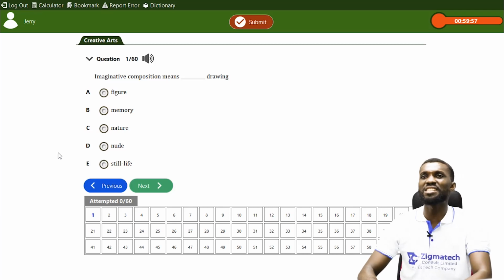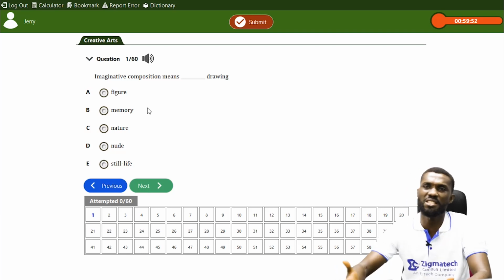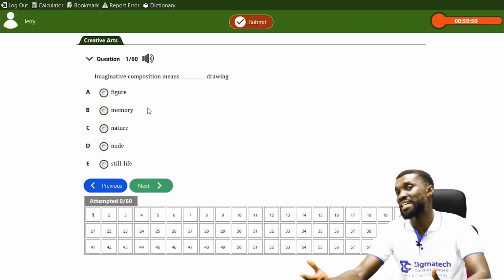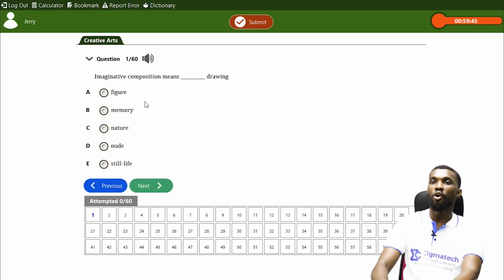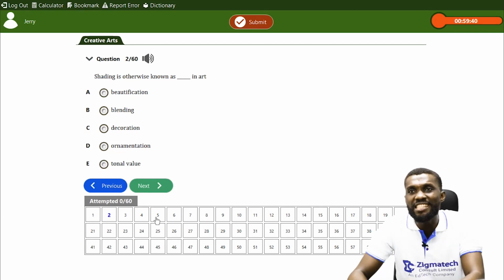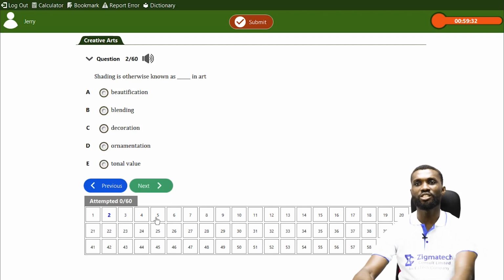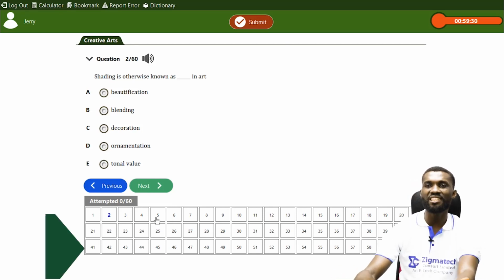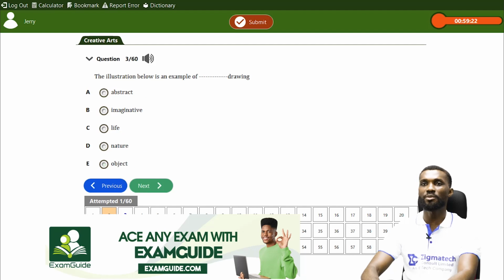Yeah, now the first question we have is, imaginative composition means dash. In drawing, imaginative composition means dash. That is, we are talking about imaginative composition in drawing, but that's not the question we want to ask you. I want to ask a question that is related to shading. All right, so now let's see question number 2. Shading is otherwise known as dash in art. A, beautification, blending, decoration, ornamentation, tonal value. What exactly is shading known for? Shading is known for tonal value. All right, so that's the answer for shading. All right, let's try some other question.